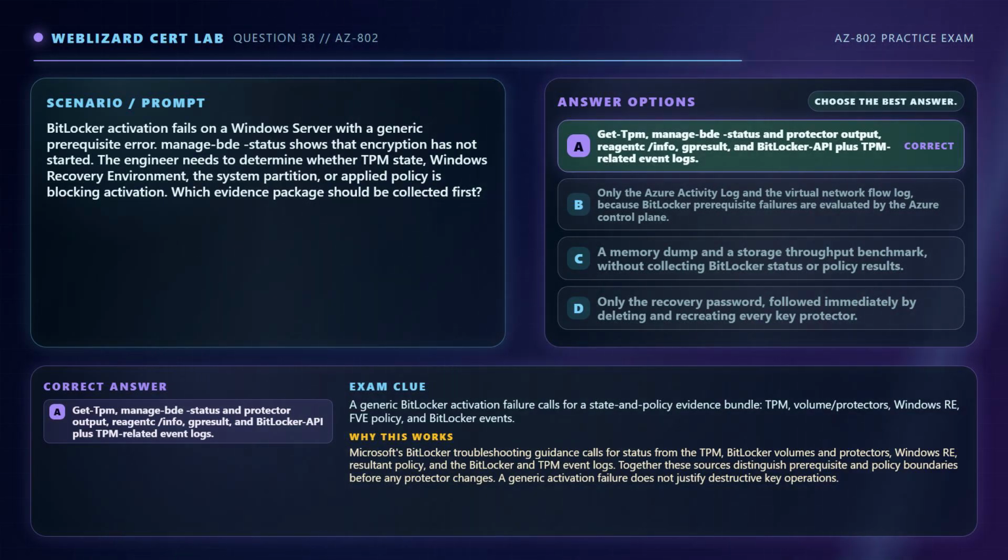A generic activation failure does not justify destructive key operations. A generic BitLocker activation failure calls for a state and policy evidence bundle: TPM, volume protectors, Windows RE, FVE policy, and BitLocker events.